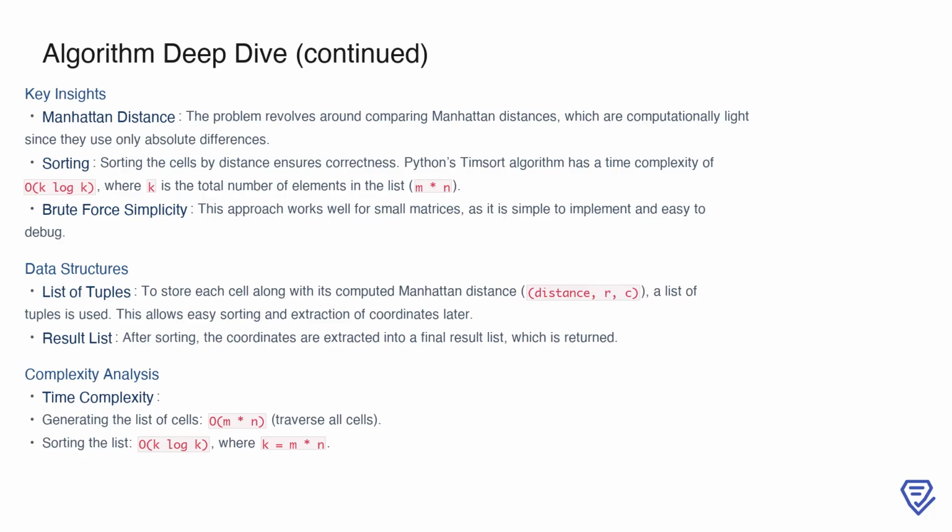While the brute force approach may not be the most optimized for large matrices, it is straightforward to implement and debug, making it a practical starting point. The algorithm primarily relies on a list of tuples to store cells and their distances, which facilitates sorting and later extraction of coordinates. After sorting, we construct a final list of just the cell coordinates, which becomes the result. This simplicity makes the brute force approach a viable solution for small to moderately sized matrices.